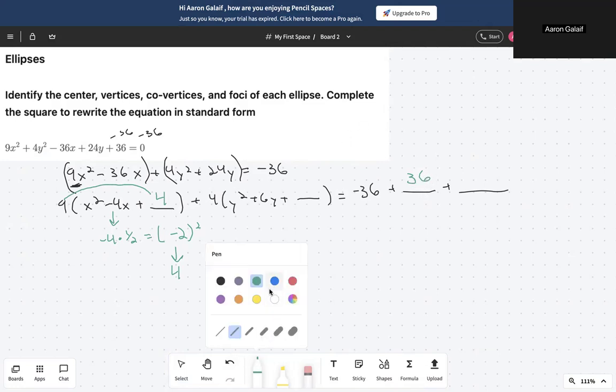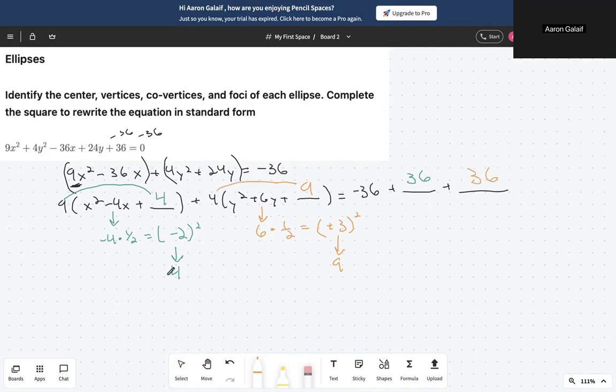So next, we're going to do that to the y's. Take our 6, multiply it by 1/2. We're going to get ourselves a positive 3. We're going to square that. Becomes a 9. So 9 goes up here. But again, I do not write a 9 there. I have to do 4 times 9. And that's what's going to go there.